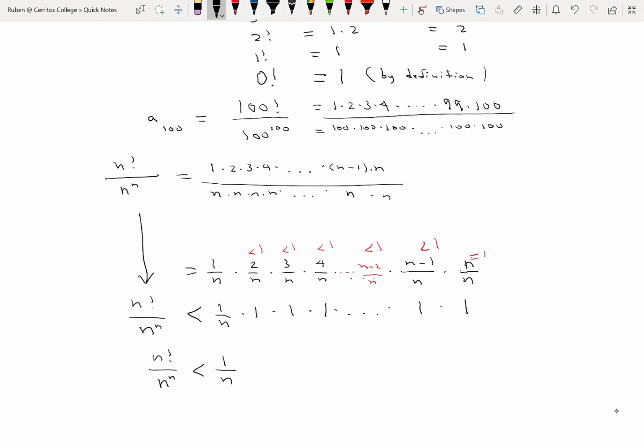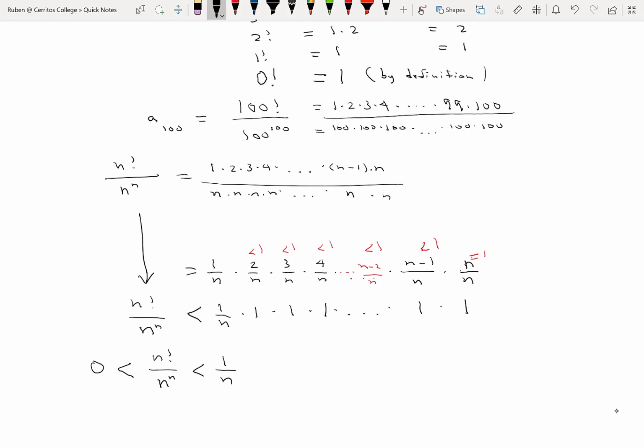Now, the original general term, n factorial over n to the n, is always positive. Remember, for n factorial and n to the n, I can only substitute whole numbers. Okay, so n factorial over n to the n lies between 0 and 1 over n.